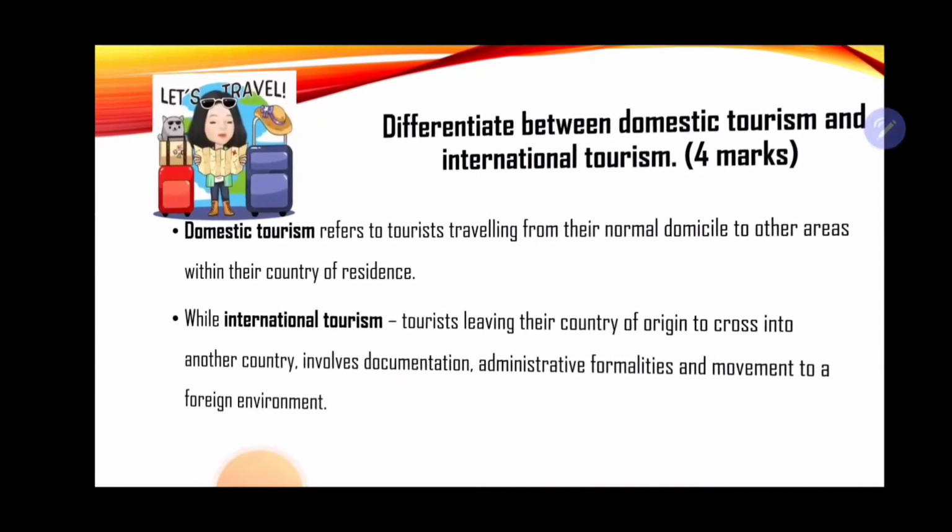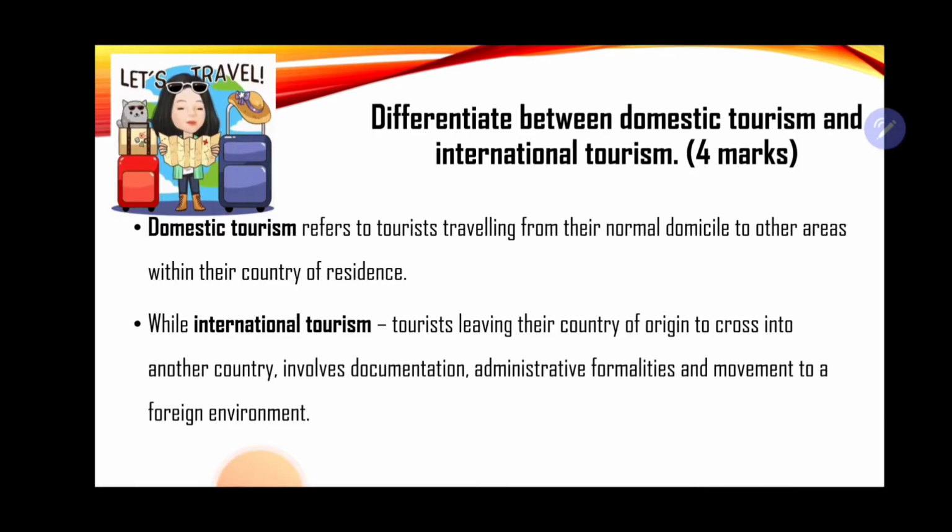Good. Next question. Differentiate between domestic tourism and international tourism, 4 marks. Domestic tourism refers to tourists traveling from their normal domicile to other areas within their country of residence, right? So for example, someone who lives in Jamaica may travel from their normal domicile or dwelling, say they live in Kingston, they may travel to Westmoreland to go to probably a hotel for like 3 days, or just to enjoy or engage in certain tourism activities.